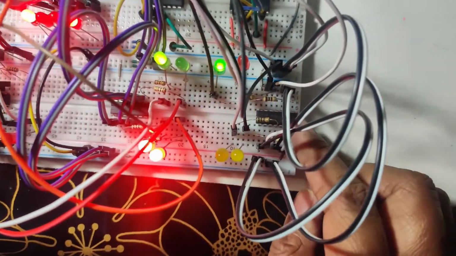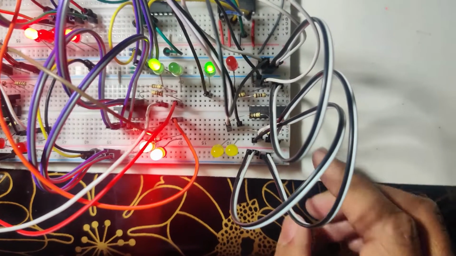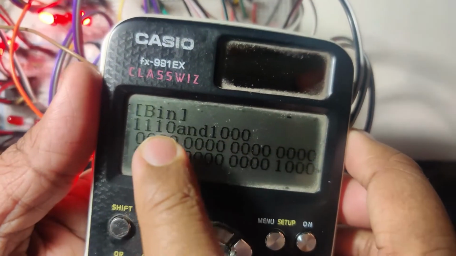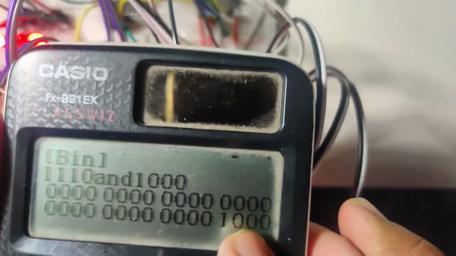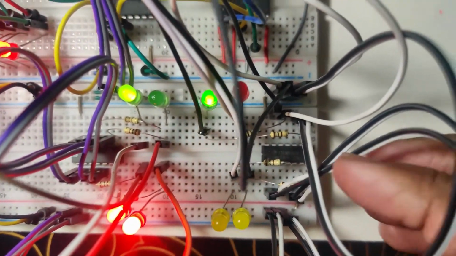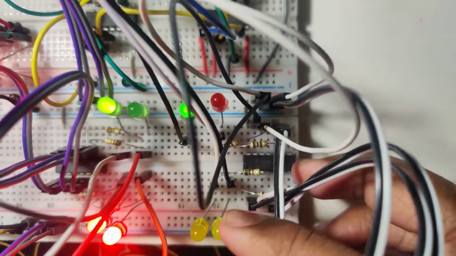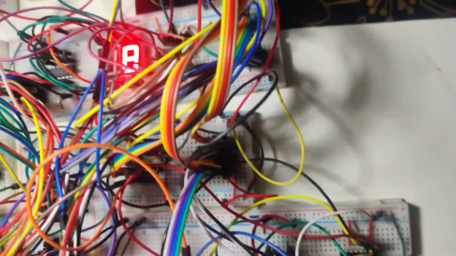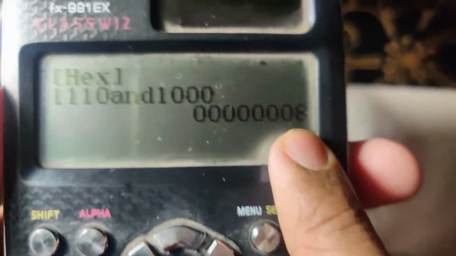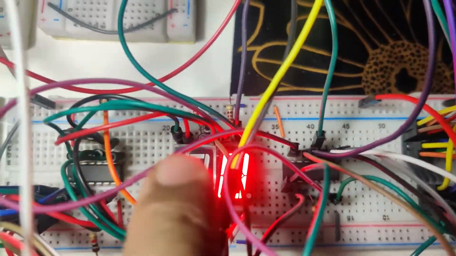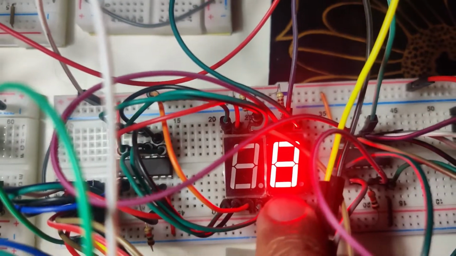Here we have our third logical circuit, the AND circuit, and our input will be 1110 and 1000, and our output should be 1000. From our circuit we can see that our output is 1000, and our hexadecimal value will be 8, and our 7 segment display says the value is 8.